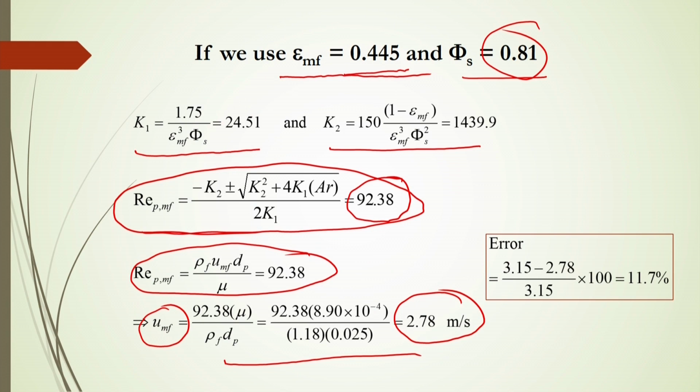So, what will be the deviation if I use these K1 and K2 parameters? We have seen that it will be almost 11.7% error. So, they are almost equal or near about equal, and we can accept this one also.